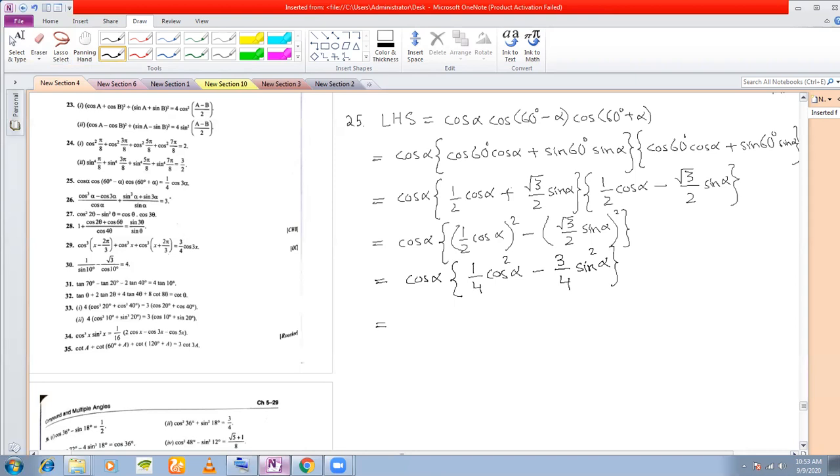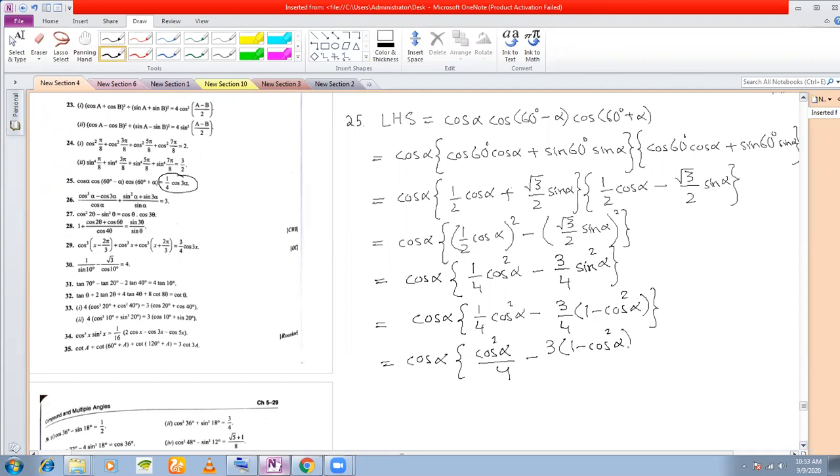Yes, we have to show that this is equal to 1/4 cos 3 alpha. That means this is a multiple angle in terms of cos. So you change everything to cos: 1/4 cos square alpha, and you change this to 1 minus cos square alpha. So what you get here is cos alpha, cos square alpha by 4 minus 3 times (1 minus cos square alpha) by 4.